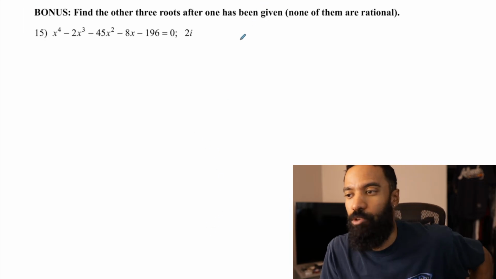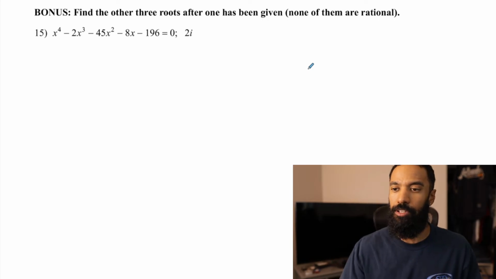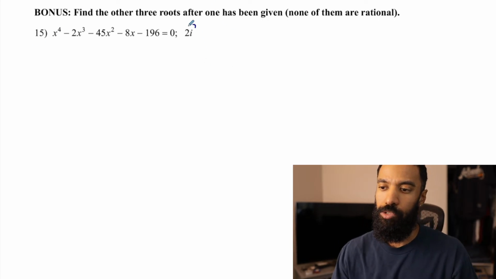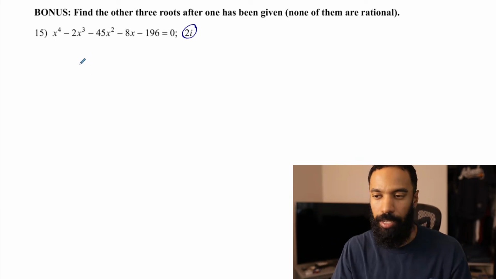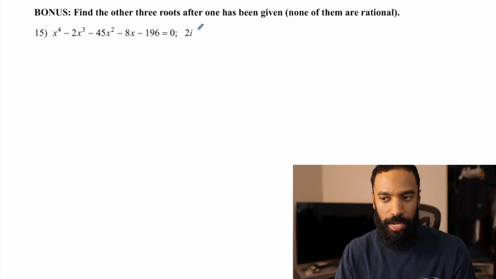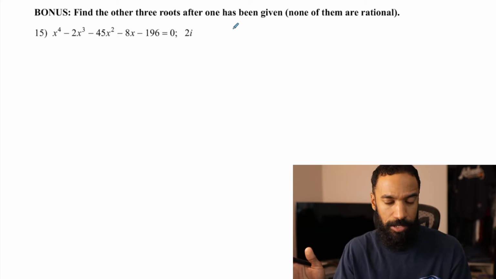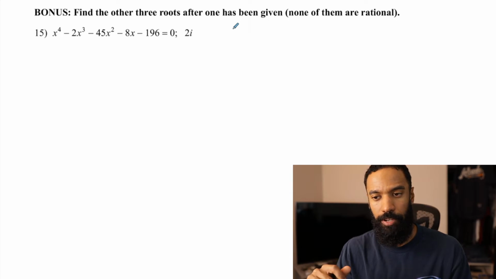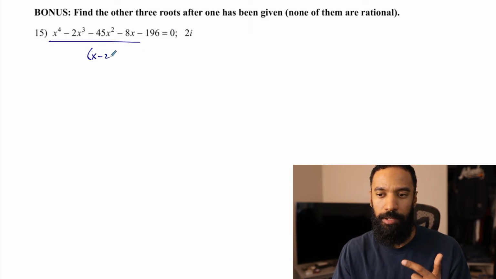Find the other 3 roots after 1's been given. None of them are rational. Don't even bother with rational root theorem. I already told you none of them are rational right here. So 2i is one of them. Now what we've also been bringing up is the idea that you could use synthetic division with 2i, and I'm going to show you the synthetic division form of this last. But I'd rather use long division, and the reason is because this is like dividing by x minus 2i.